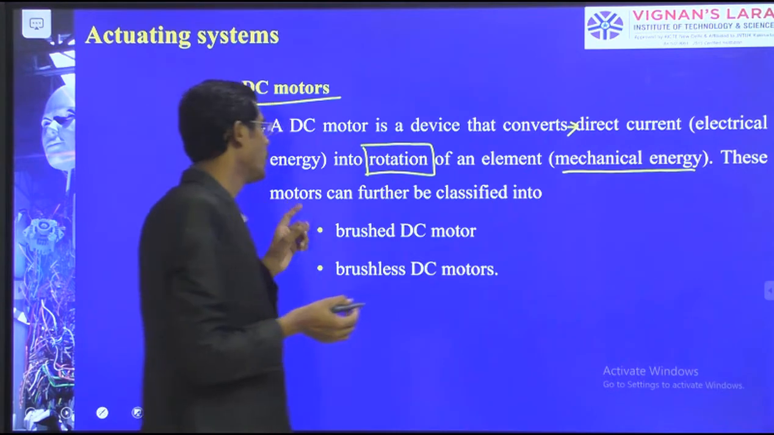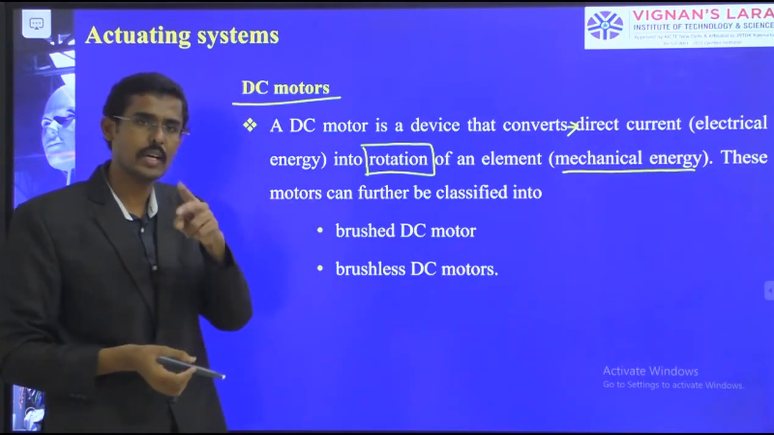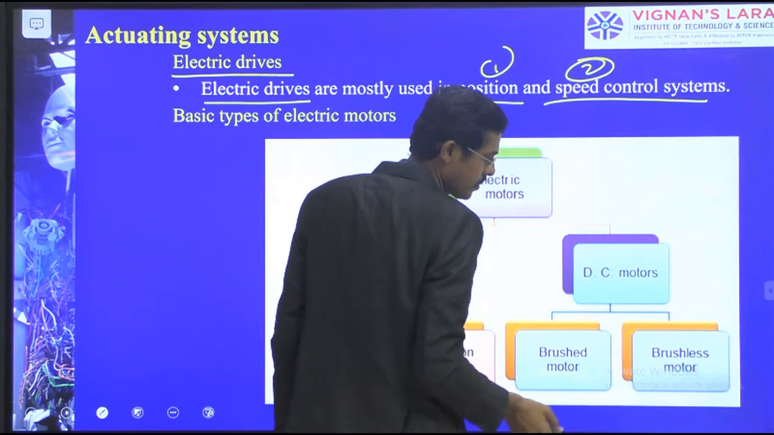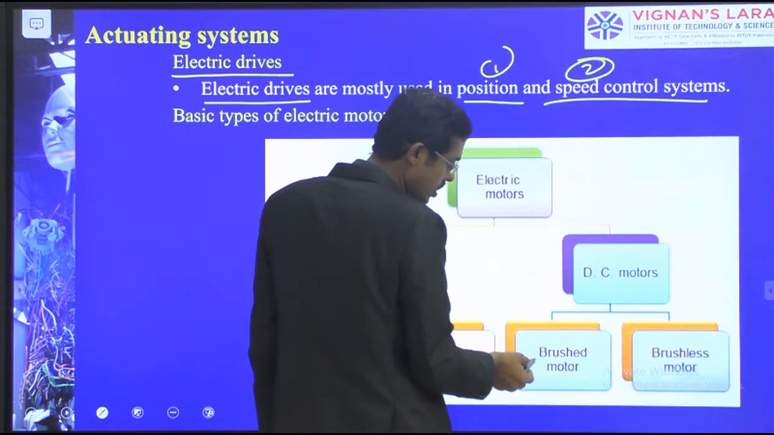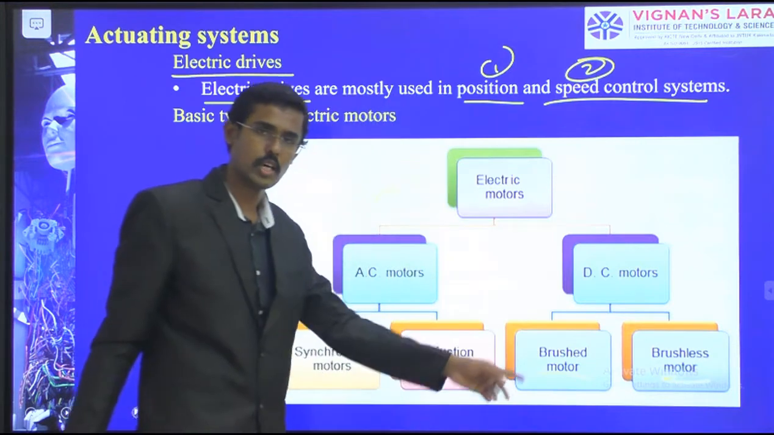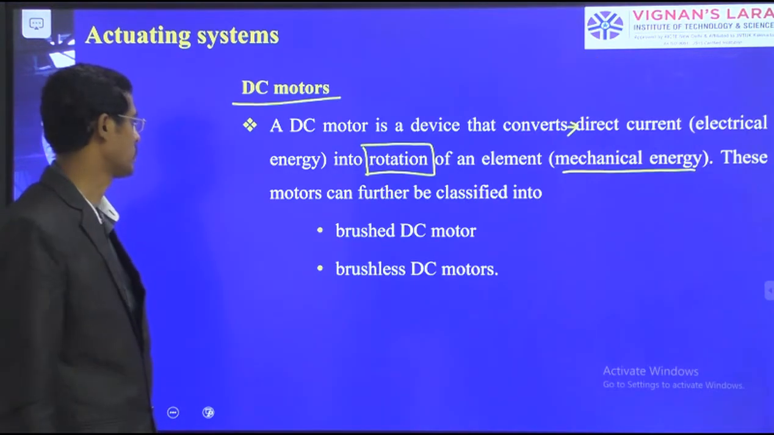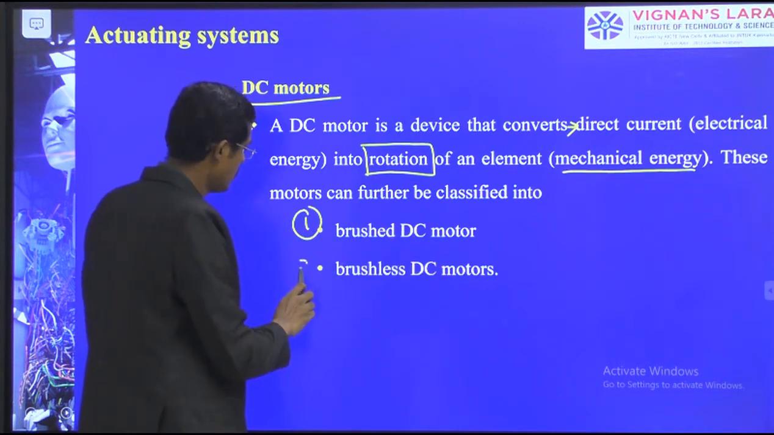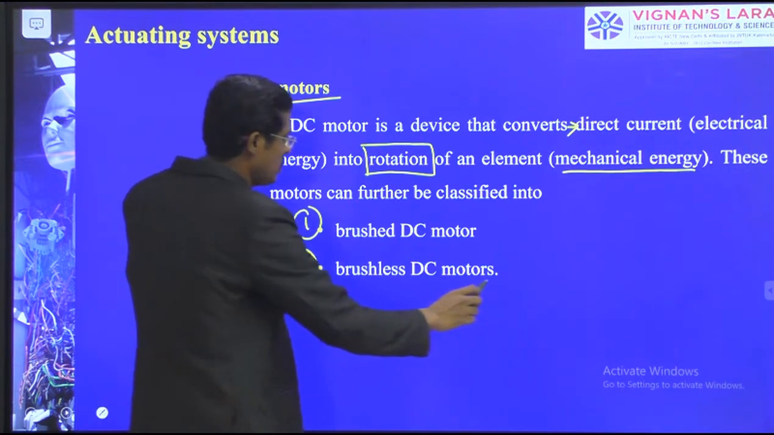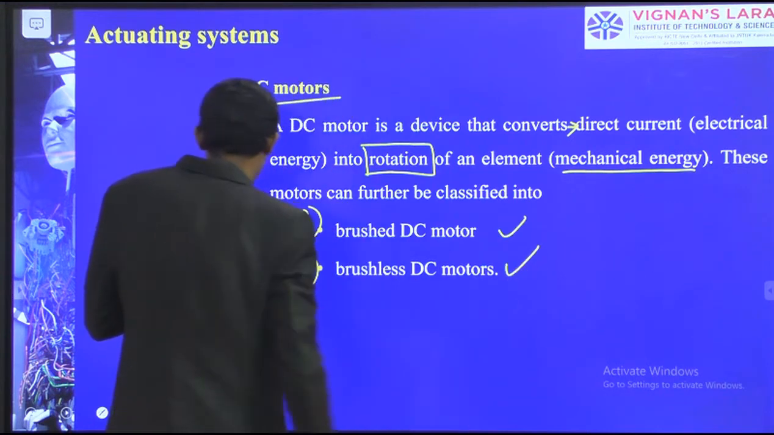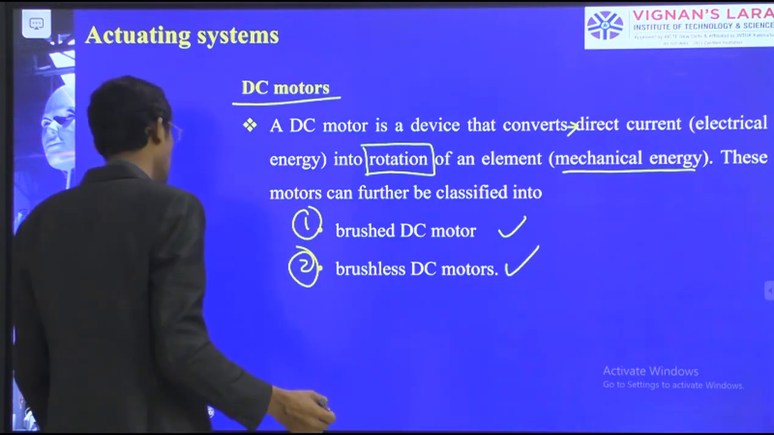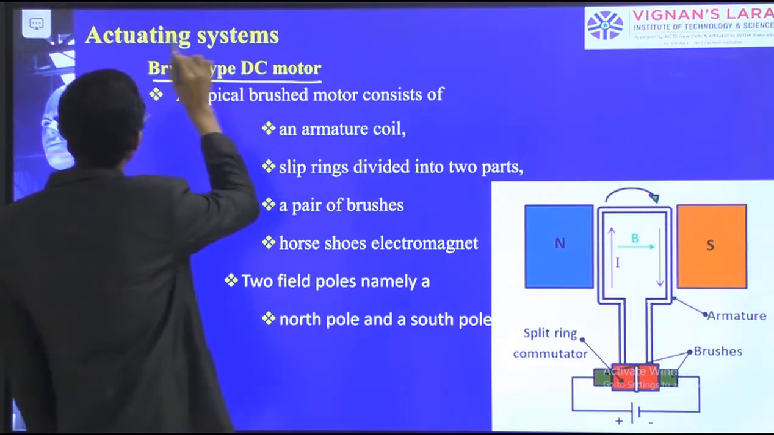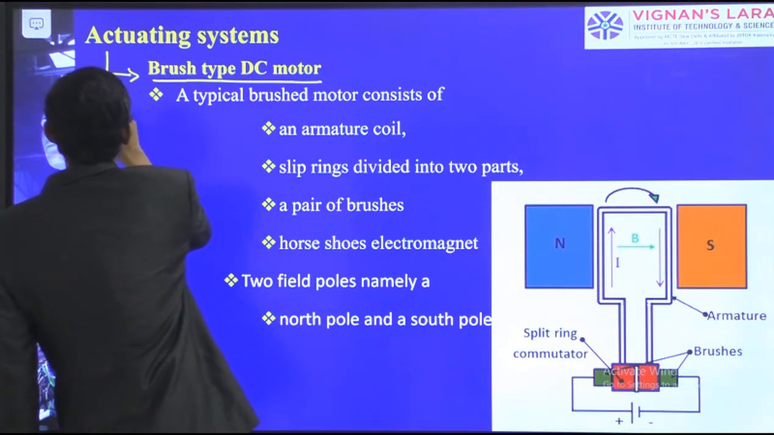These motors can be further classified into 2 categories, which we have seen there: the brushed motor and the brushless motor. Number 1 is the brushed DC motor, and number 2 is the brushless DC motor. We have to go through them one by one. Number 1 is the brushed type DC motor in the electrical actuating system.